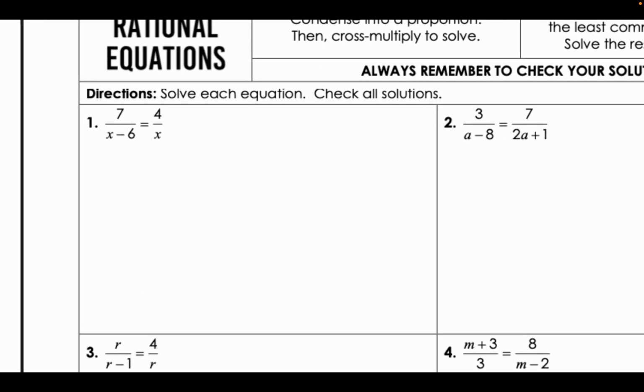But we do need to check solutions, and what you would need to check a solution for is to make sure that your denominator would never equal 0. If you have a denominator equals 0, any denominator equal to 0, then that would be undefined because you can't divide by 0.